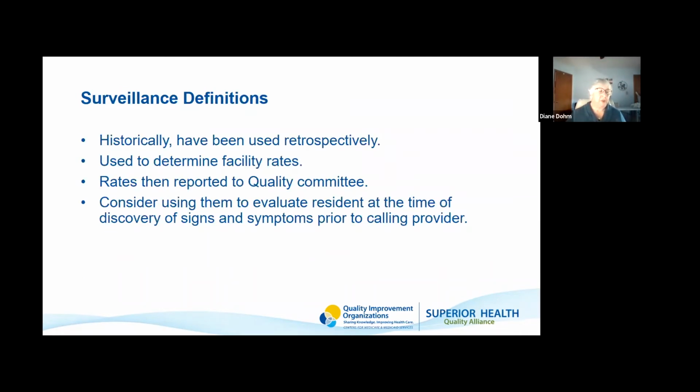So surveillance definitions, we've used them for a long time. Historically, I think most of us have used them retrospectively. So we look at data once it's already sort of done and said. We use it to determine a facility rate of infection. We then report those to our quality committee. But I really want you to think today about how you might be able to use those definitions to evaluate your resident at the time of the discovery of the signs and symptoms prior to your calling the provider.